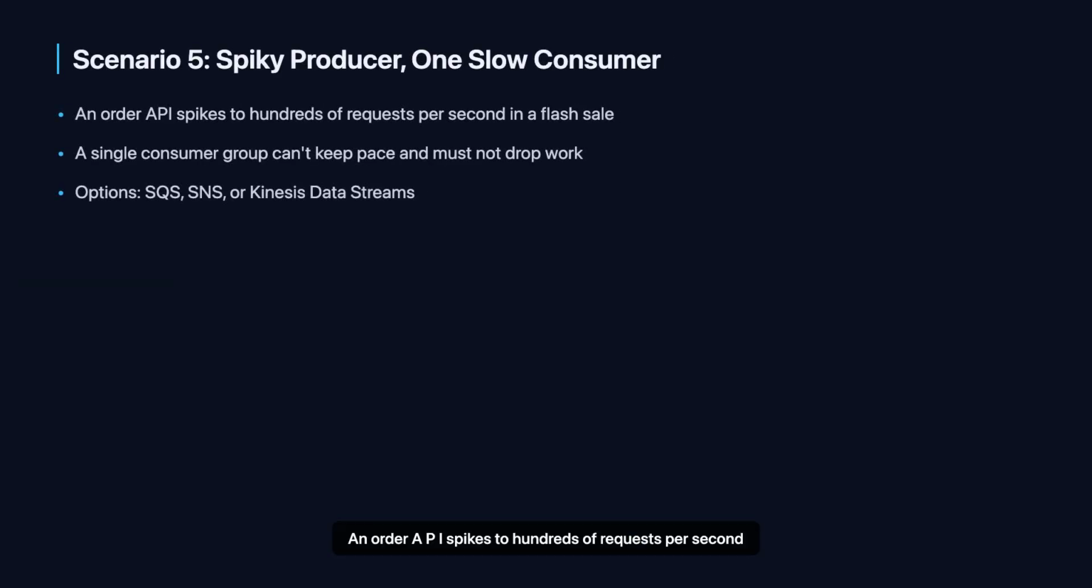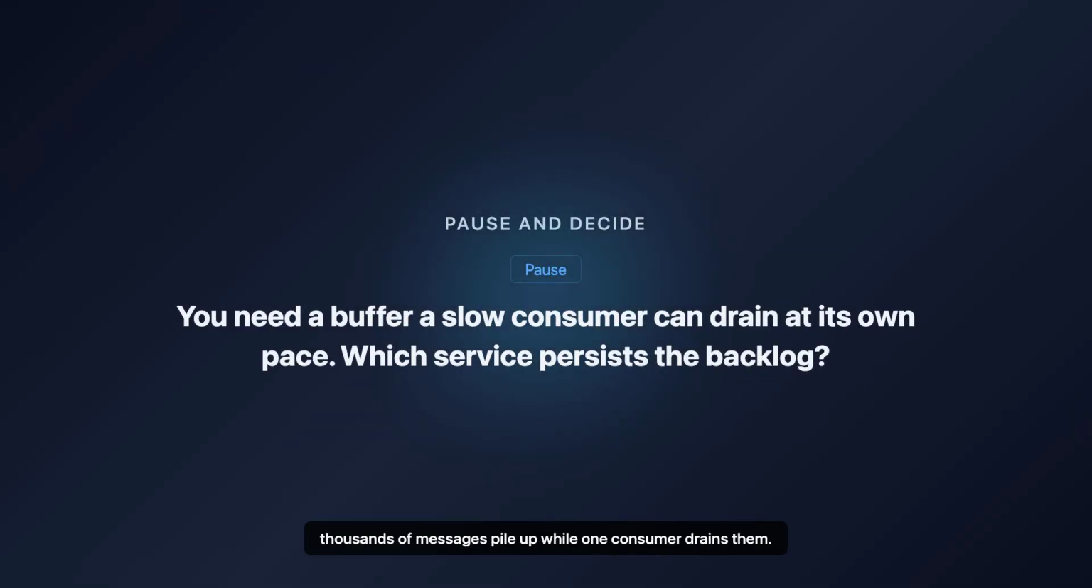Last one. An order API spikes to hundreds of requests per second during a flash sale. Downstream, a single consumer group can't keep pace, and it absolutely must not drop any work. The options are SQS, SNS, and Kinesis Data Streams. During the flash sale, thousands of messages pile up while one consumer drains them. If the consumer goes down, can you afford to lose those orders? Which service buffers without dropping work and holds the backlog until the consumer is ready to continue?